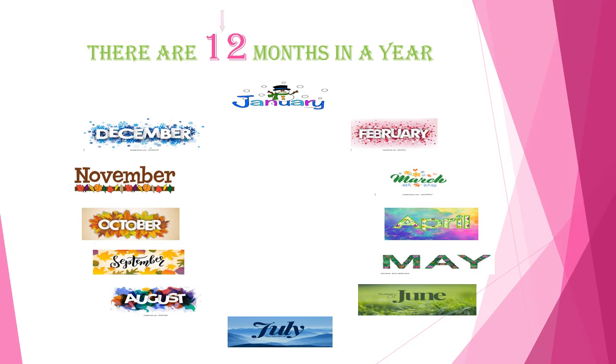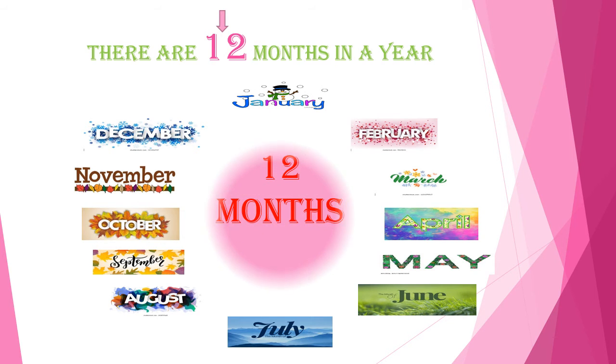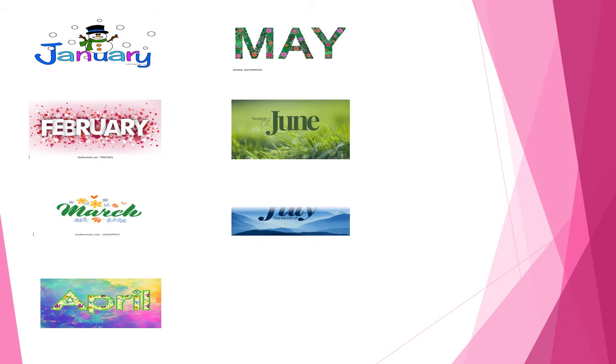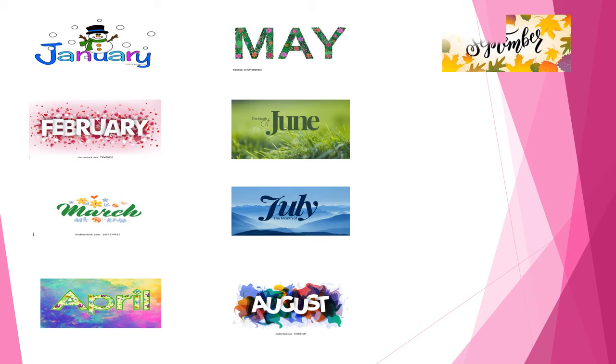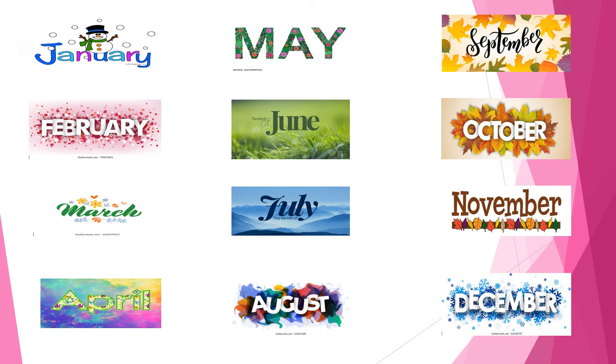Let's start with months. There are 12 months in a year: January, February, March, April, May, June, July, August, September, October, November, and December.